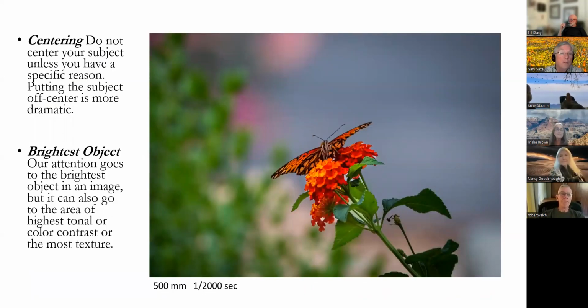Centering. Do not center your subject unless you have a specific reason. Putting the subject off center is more dramatic. Brightest object. Our attention goes to the brightest object in an image, but it can also go to the area of highest tonal or color contrast or the most texture. Now, those ideas of contrast and texture are borrowed from artists. We don't hear much about that in photography.